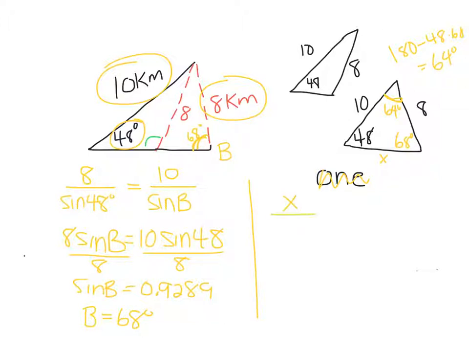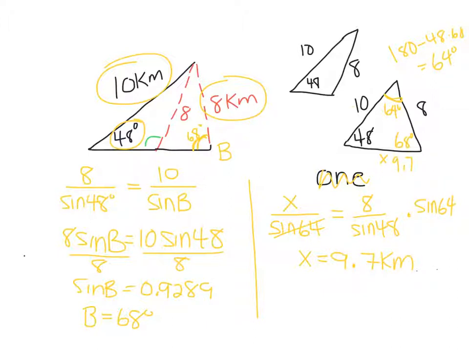So we're trying to find the length of side x over sine 64 since it's opposite side x. And then we can use whichever other sides. We can do 10 over sine 68 or 8 over sine 48. Doesn't really matter which one you do. So I'm going to do 8 over sine 48. Okay, and then I want to isolate x. So I'm just going to multiply both sides by sine 64. So 8 divided by sine 48, and then I'm going to multiply that by sine 64. So that guy cancels out. And the answer to that would be about 9.7 kilometers.